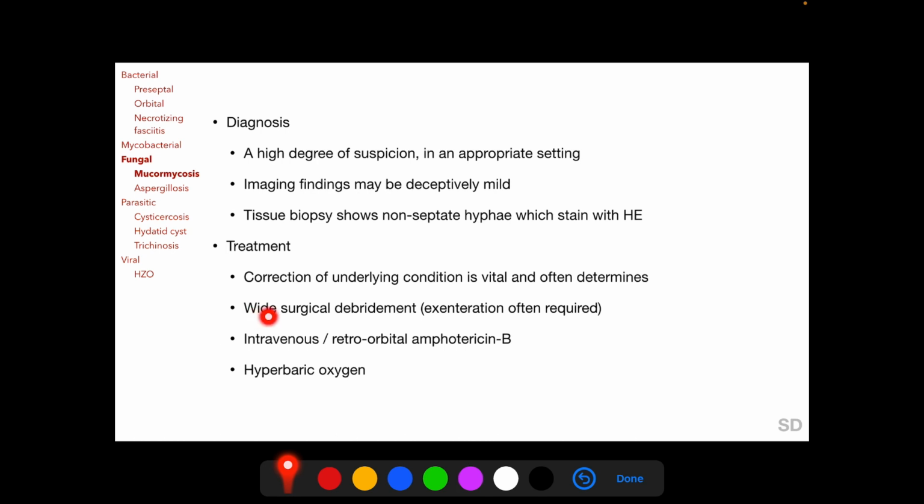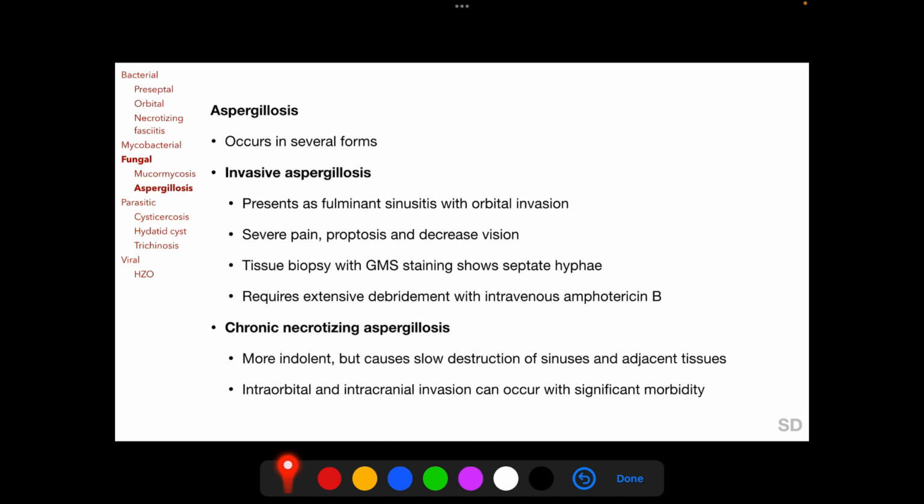Wide surgical debridement, which is always done in mucormycosis, can be an exenteration. Antifungal therapy is intravenous with or without retrobulbar amphotericin B, and hyperbaric oxygen. So correction of the underlying condition, wide surgical debridement, and antifungal therapy, all three are required for adequate management of mucormycosis.